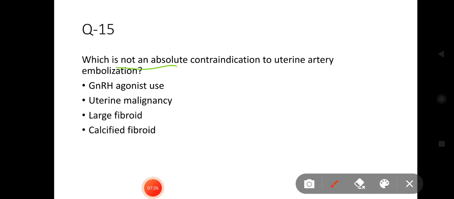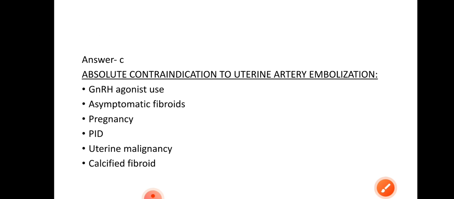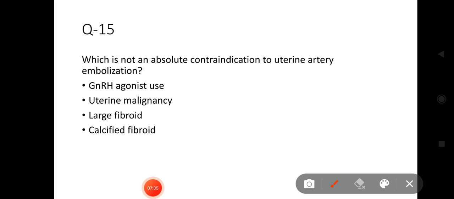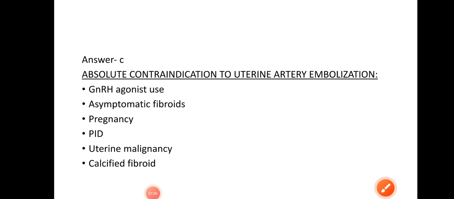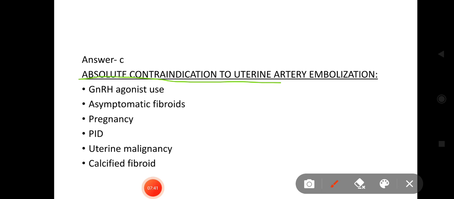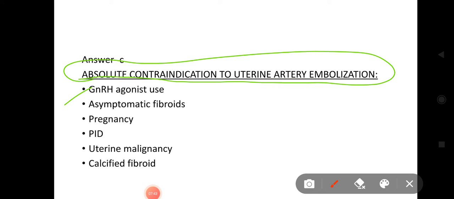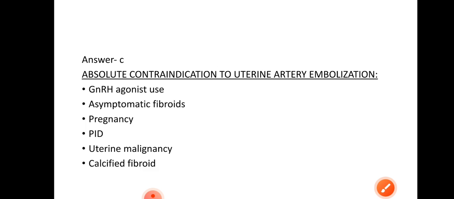Which is not an absolute contraindication to uterine artery embolization? GnRH agonist use, uterine malignancy, large fibroid or calcified fibroid. So answer is C, that is large fibroid. Large fibroid is not an absolute contraindication. Okay. So which are the absolute contraindications to uterine artery embolization? GnRH agonist use, asymptomatic fibroids, pregnancy, PID, uterine malignancy, and calcified fibroid.